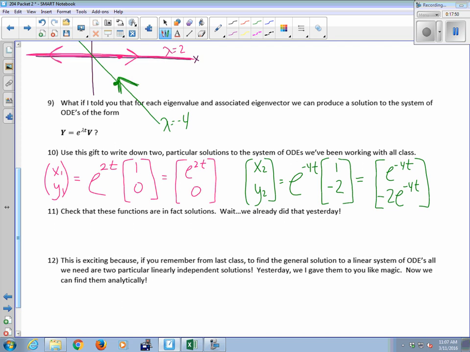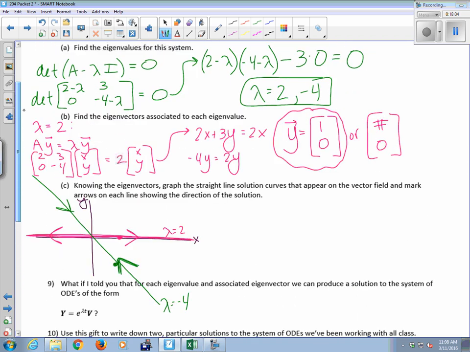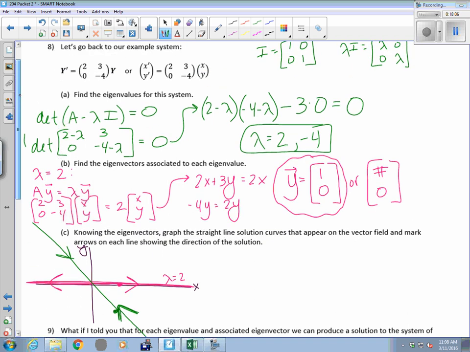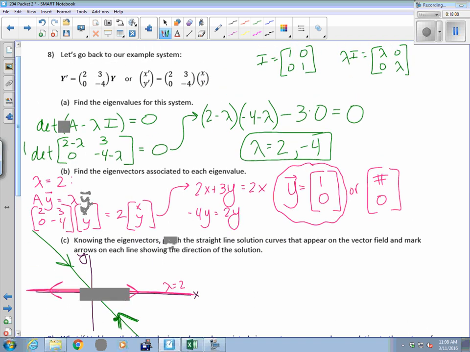What determines the number of eigenvalues? With a 2 by 2 matrix, you could have 0, 1, or 2. Think about when you're trying to find eigenvalues: you're solving the determinant of A minus lambda I equals 0, and that will always be a quadratic equation, and quadratic equations always have 0, 1, or 2 solutions.